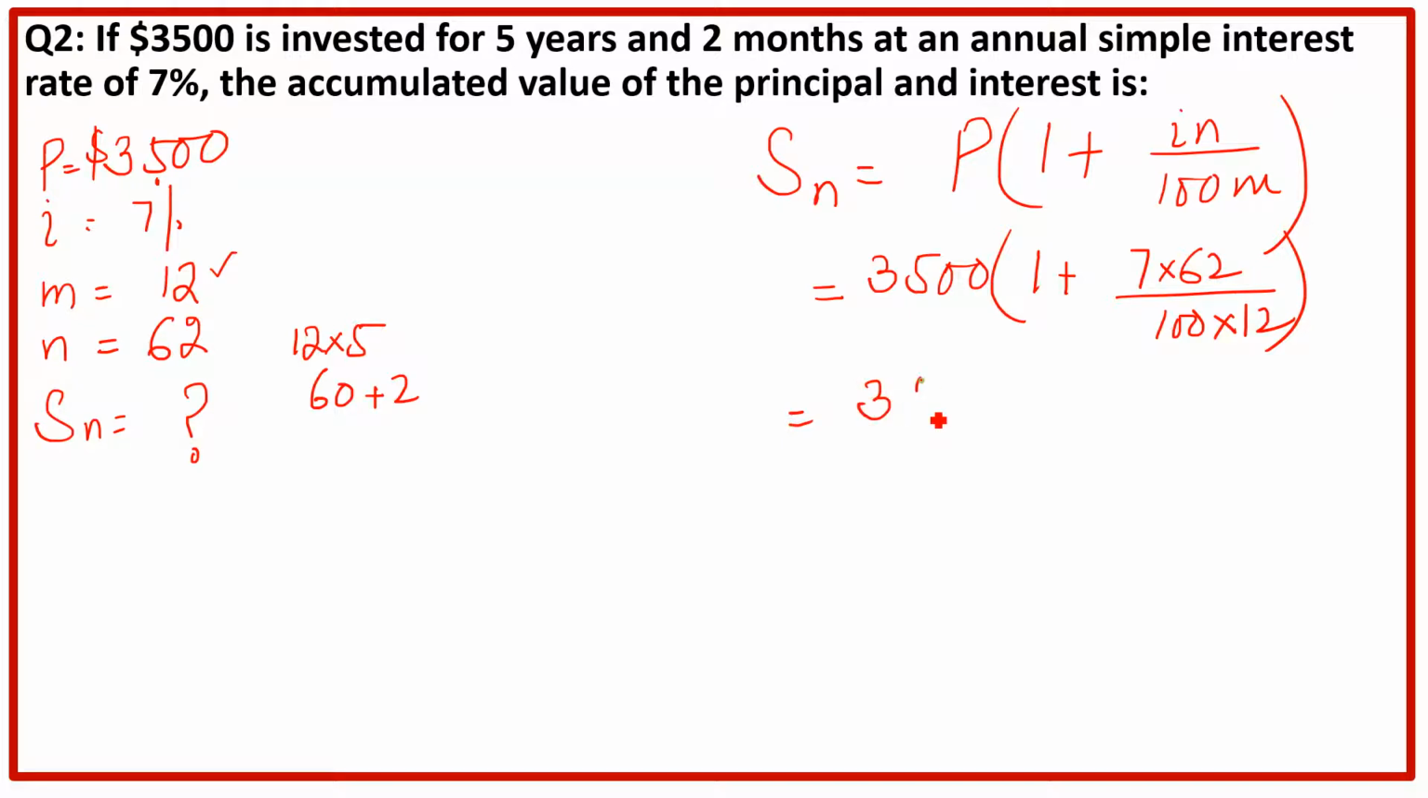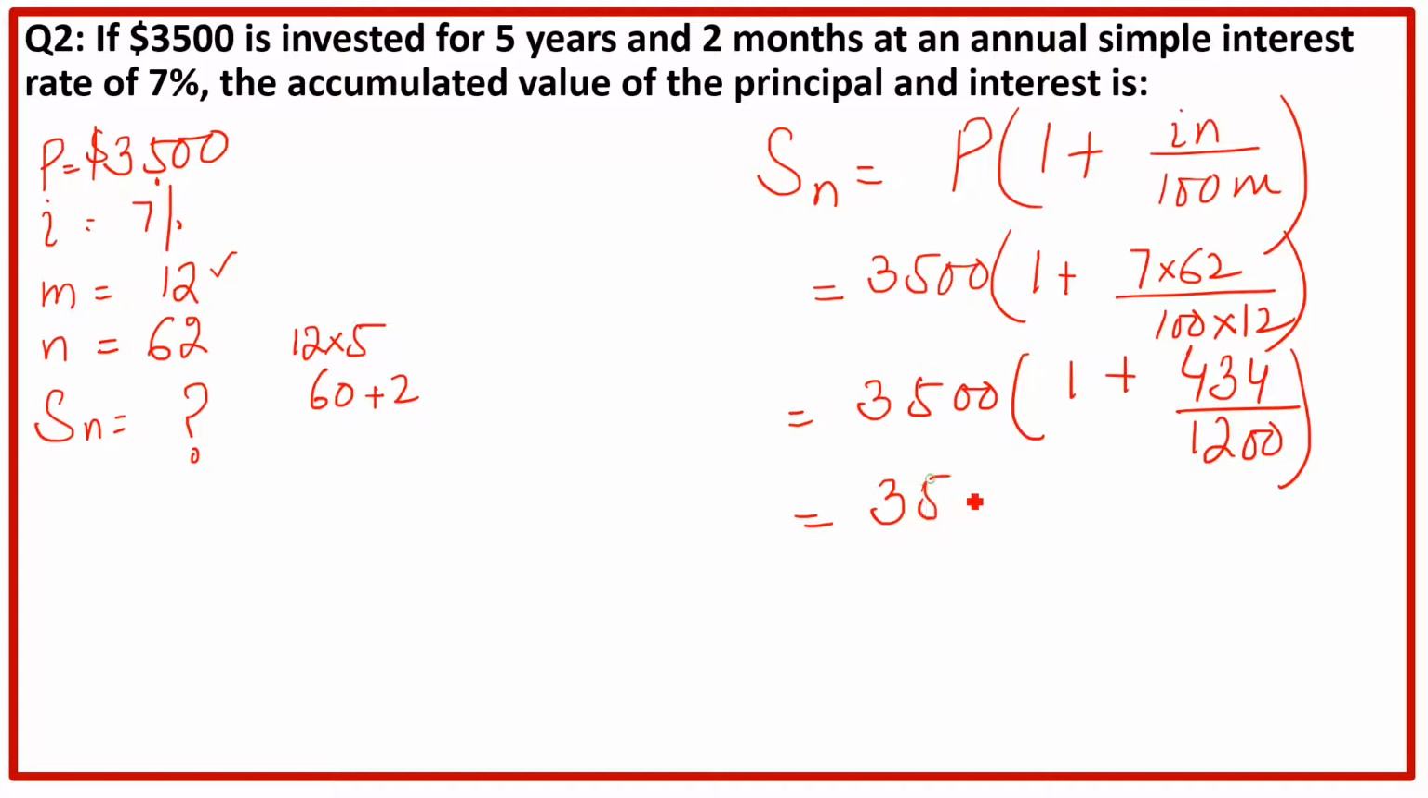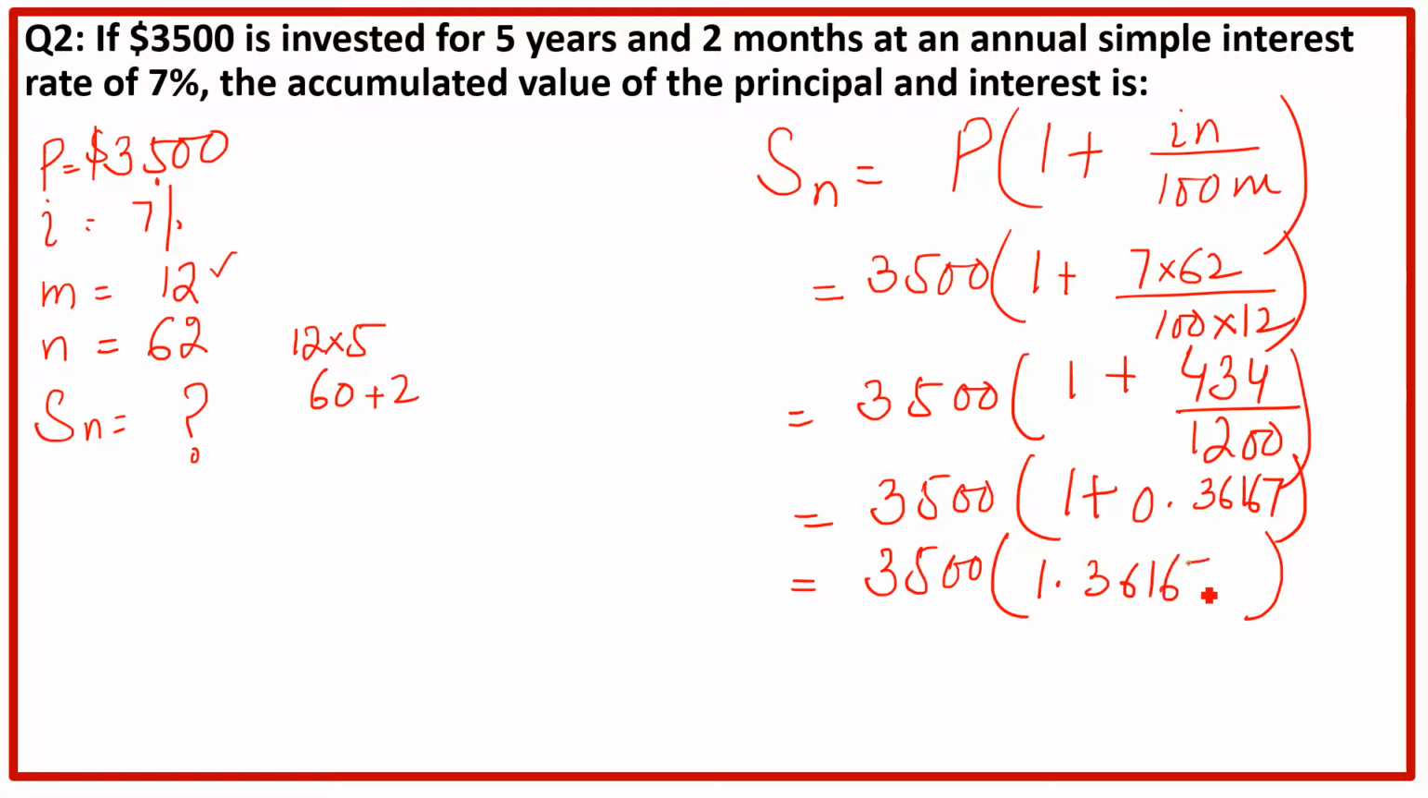So how will we solve this? 3,500 times (1 plus 62 multiplied by 7, which is equal to 434, divided by 1200). You can take the LCM, but if you do not know how to take the LCM, the simplest way is to just divide 434 by 1200. You will get 0.36167. And always, as I have told you, whatever is inside the parenthesis you have to do first. So this is the addition, 1 plus this, it will be 1.36167. Now see, there is no sign between this parenthesis and 3,500.